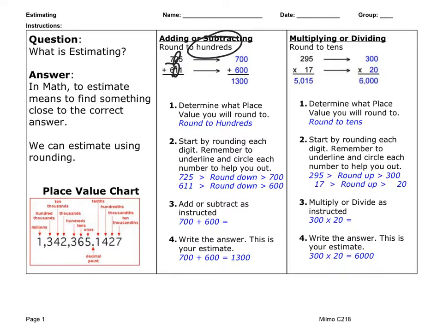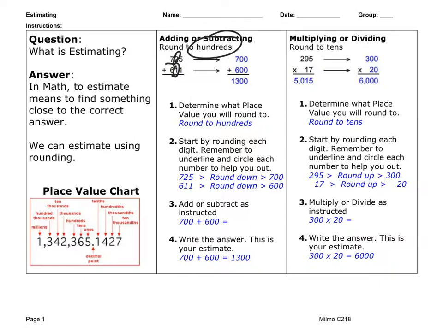So, on both of them, are we going to go up or down? Down, right? Because the numbers are less than 5. So it's going to become 700 and 600. And then we just do what we already know how to do. We already know how to add and subtract, right? 700 plus 600 equals 1300, okay?